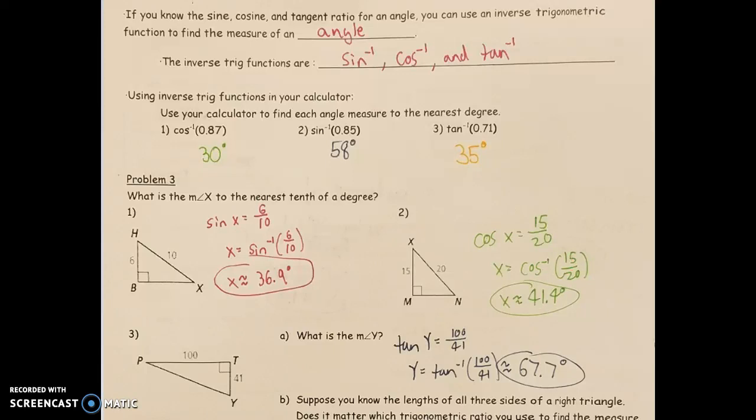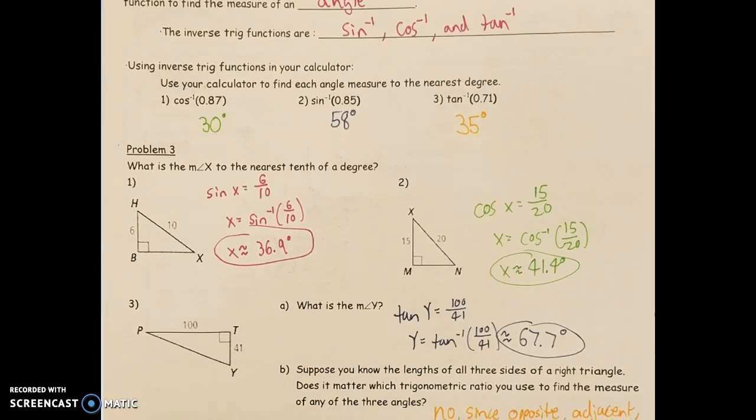And last question, also using tangent. If I want to find the measure of angle y, I'm using tangent because I'm given the opposite and adjacent. So basically, whenever we're not given the hypotenuse, it's always going to be a tangent function. So the tangent of angle y, opposite over adjacent, is 100 over 41. So if I want to find an angle measure, we have to remember to use an inverse trig function. The inverse tangent of 100 over 41 should come out to about 67.7.